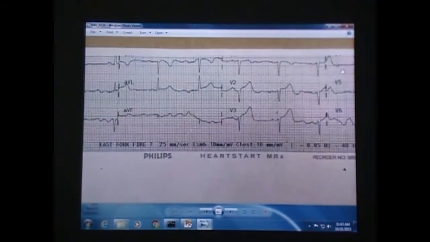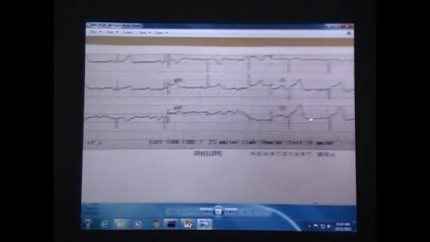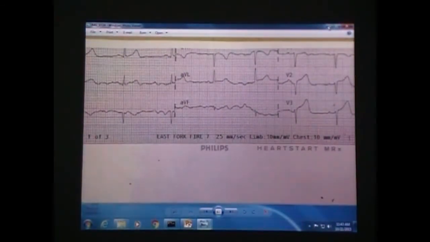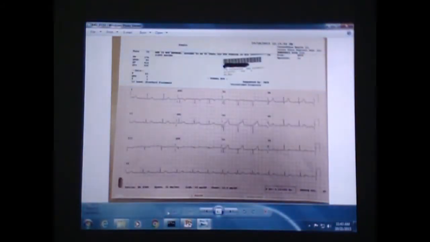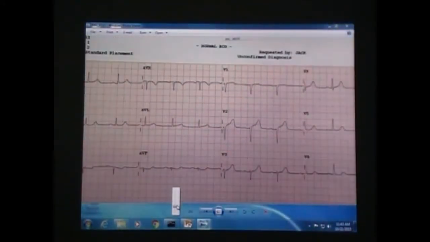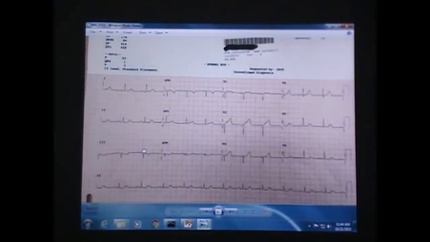and the strip got cut off, so I can't really see any of the ST there. That's what you guys transmitted. Okay. This is what we did in the ER. How's that for you guys?